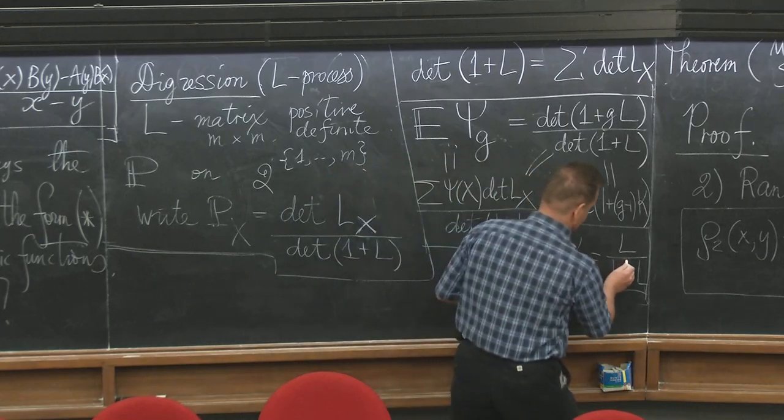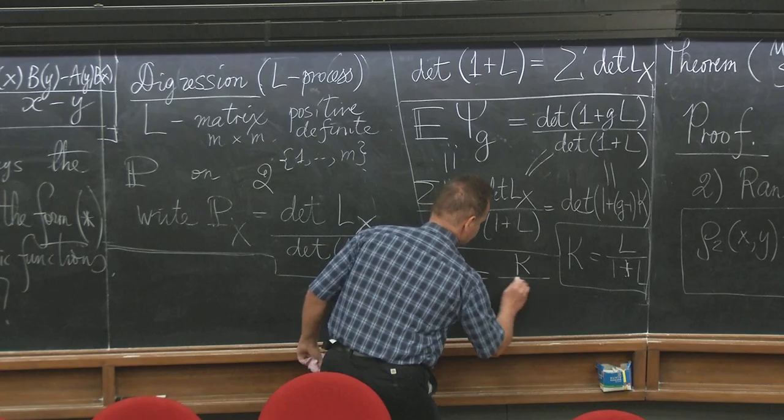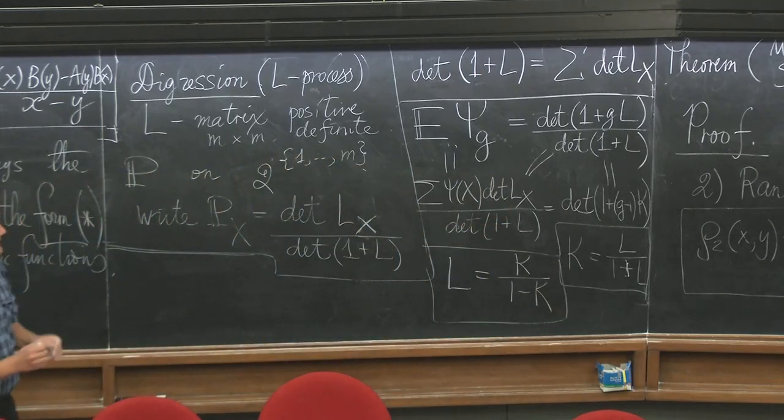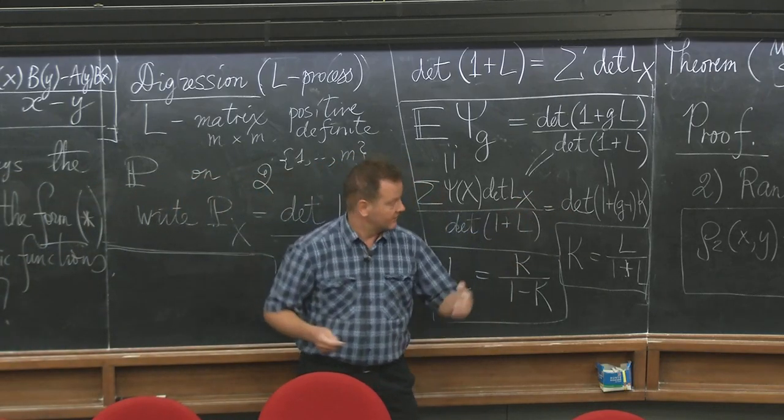Excuse me, thank you very much. Yes, in fact, precisely. It's L that is K over 1 minus K, yes. Thank you very much. Yes, so I miswrote.